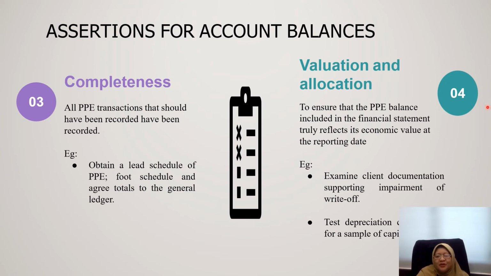The next one is valuation and allocation. We want to make sure that the PPE balance included in the financial statements truly reflects its economic value at the reporting date. This involves two things, the cost and the accumulated depreciation, so we need to look at both. For the value of the cost, you also need to check. For example, examine the client documentation supporting impairment or write-off of those particular PPEs.